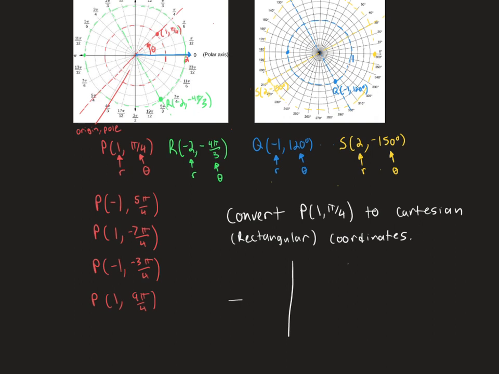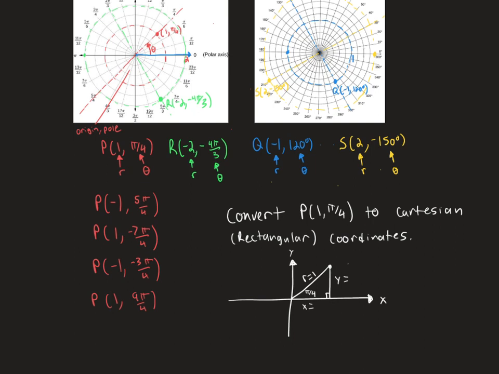So let's graph it on the Cartesian coordinate plane. X, y, 1, pi over 4. Okay, this is pi over 4, and r is equal to 1. And now the question is, what are x and y?